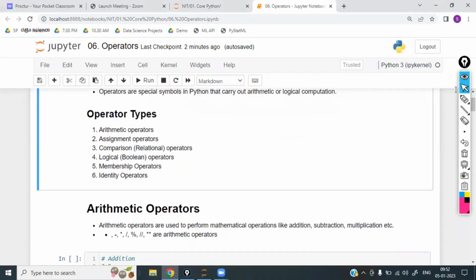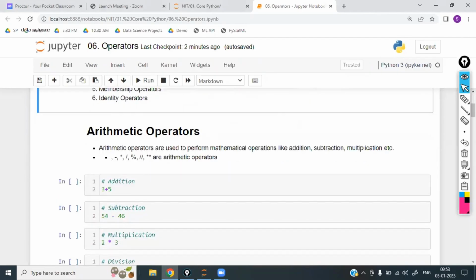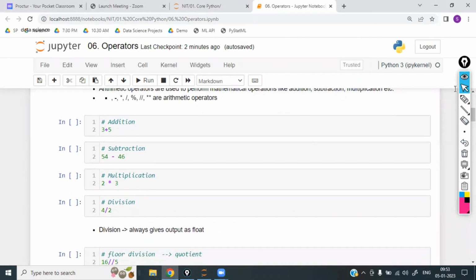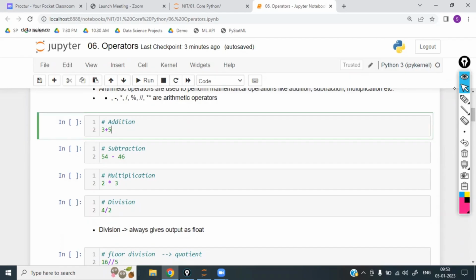The first operator is the arithmetic operator. Arithmetic operators are used for doing mathematical operations like addition, subtraction, multiplication, division, and so on. For example, if you want to add two numbers, we use the arithmetic operator called the plus symbol, 3 plus 5. So it is just adding two numbers.